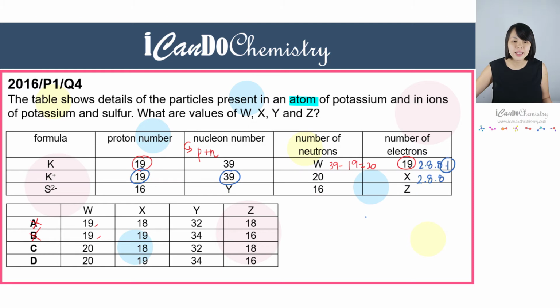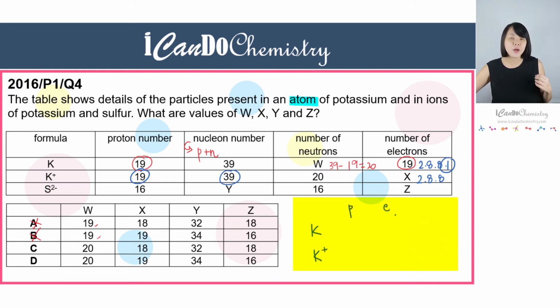Now a good way to check is, we know that we are comparing potassium atom and potassium ion. What we are concerned with is the proton and the electrons. We know that each proton has a charge of +1. Each electron has a charge of -1. Now for potassium, there are a total of 19 protons. So the total positive charge is actually +19. And this potassium atom has 19 electrons. So the negative charge is -19.